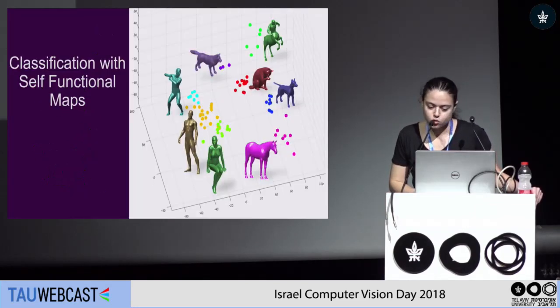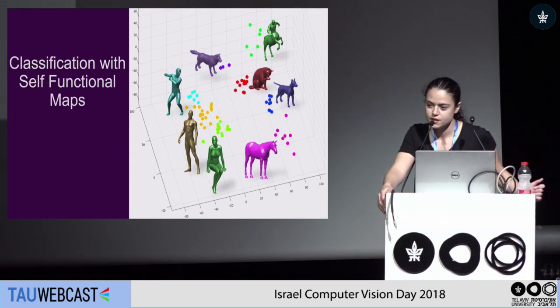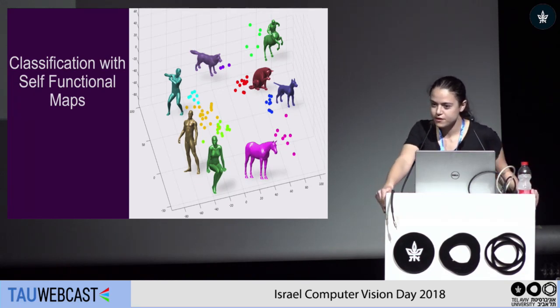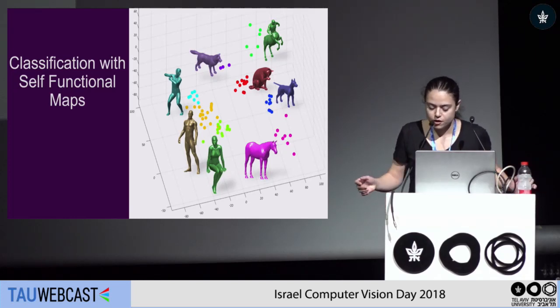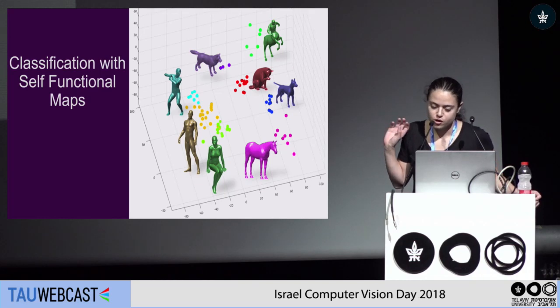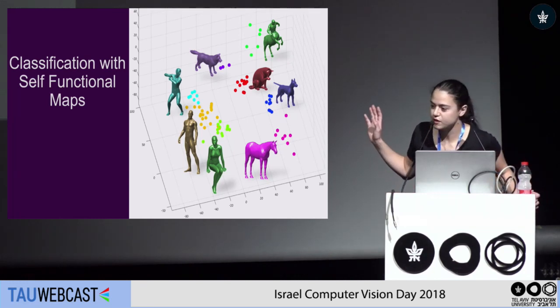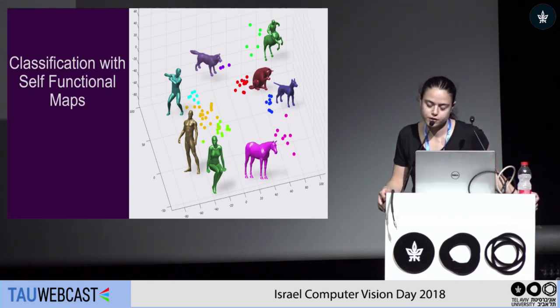So we can take a data set consisting of many shapes, and we can define distances between the matrices. And finally, we can take these surfaces and embed them in the Euclidean space. Each point here corresponds to a different surface, and we can observe the formation of clustering. Each cluster corresponds to a different shape, and within the cluster, each point corresponds to a different pose of the surface. And we can see, for example, a cluster that corresponds to the cats and a cluster for the horses. So self-functional maps can be used for the task of surface classification.